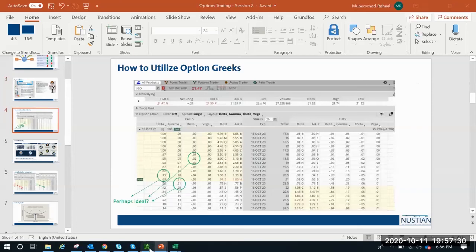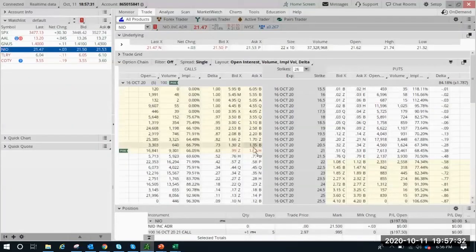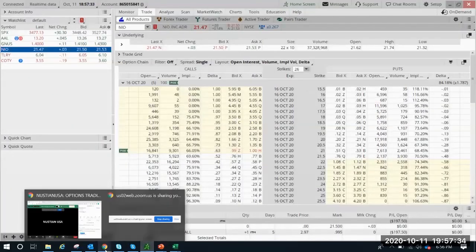So one more thing here, how to see them. Yes. Can you please explain more on the increase in volatility at the earnings?